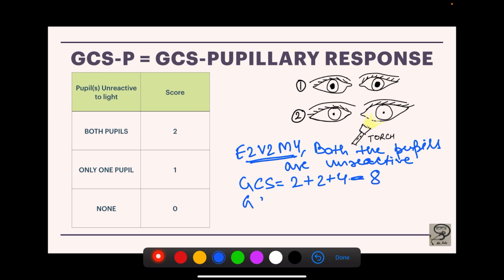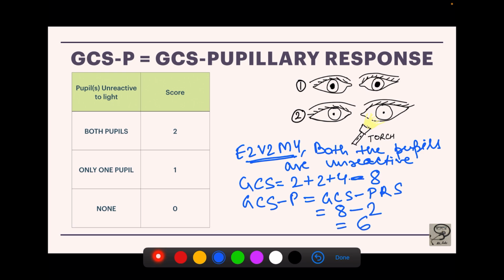Now let's calculate GCS minus P, which is your GCS minus the pupillary response. Here the GCS is 8 and because both the pupils are unreactive, it gets a score of 2. Okay. So now 8 minus 2, so the final answer is 6. Simple. Now before we finish, let's see if you have mastered the GCS minus P.